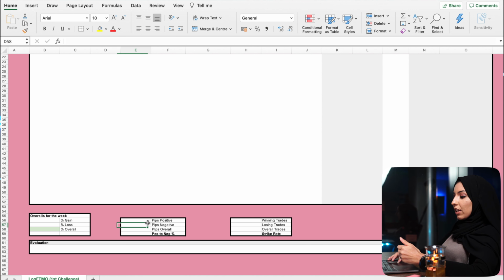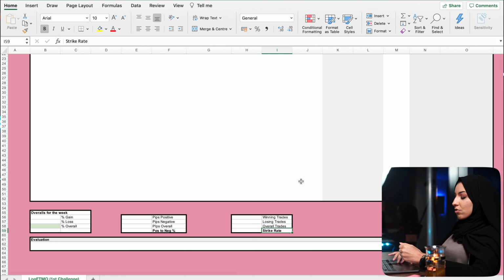You also want to calculate how many positive pips did you catch, how many negatives did you catch, how many pips did you have overall, and what was your positive to negative percentage. In this section, what you want to do is just put the amount of winning trades that you had for the week, the amount of losing trades, the overall number of trades that you took, and the overall strike rate.